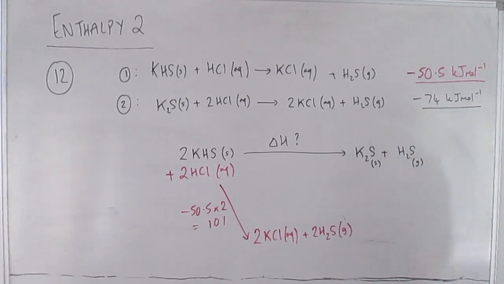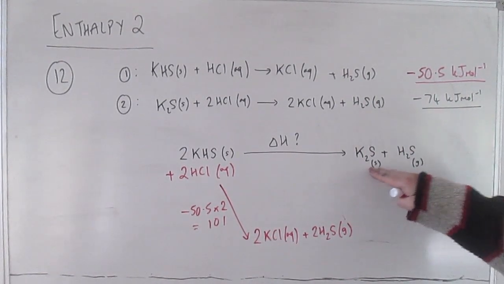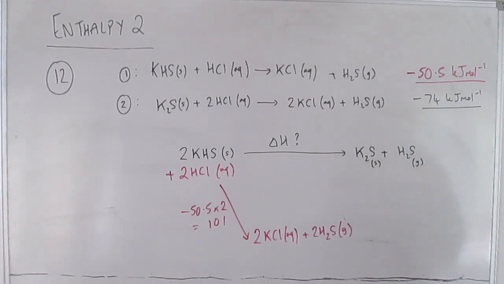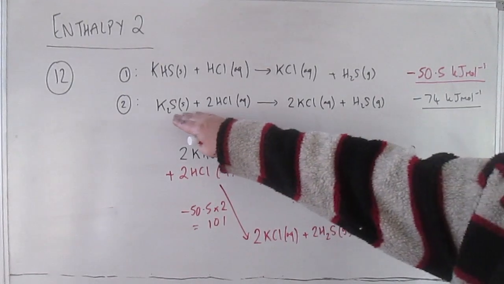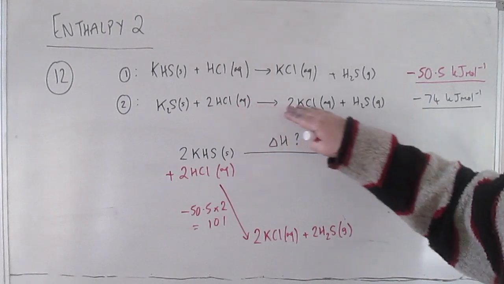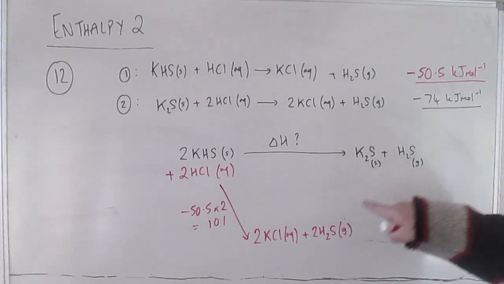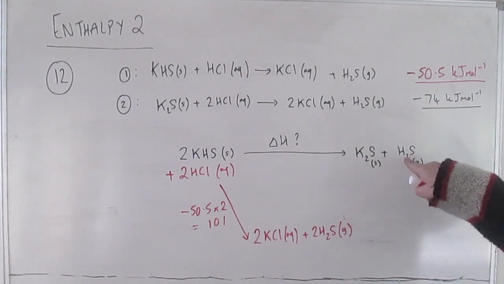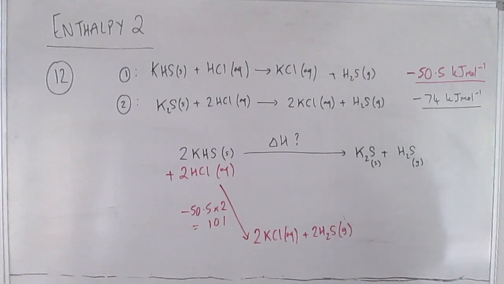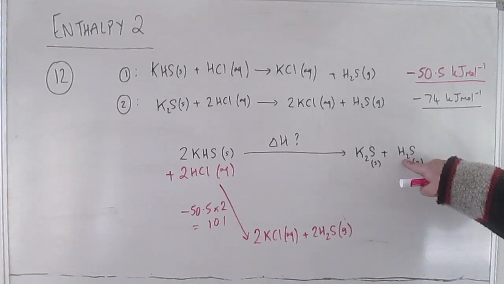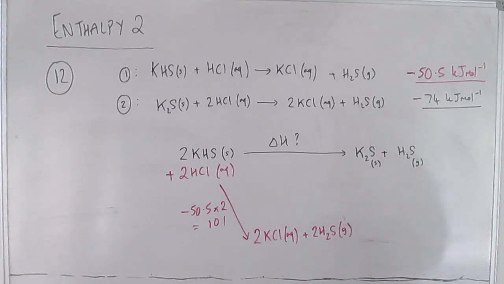Now if we look over here, what have we got? We've got K2S plus an H2S. And we've got an equation for K2S, again being converted into 2KCl. The H2S, you can see, is still there at the end. It's just being carried across. So just like we had in some of those instances in question 11, you can have something which is there at the beginning, still there at the end, and is carried across.